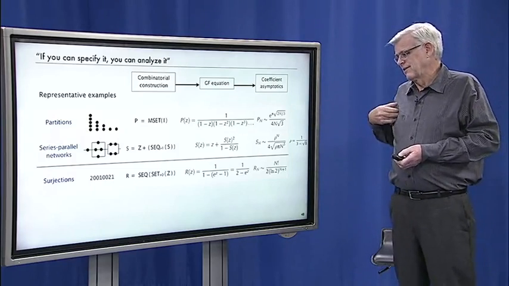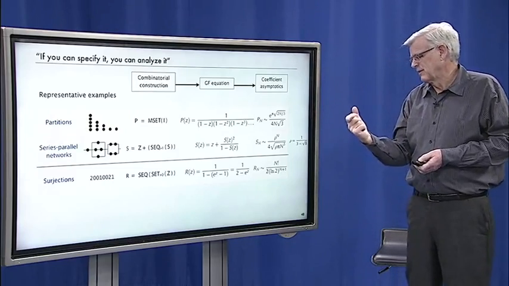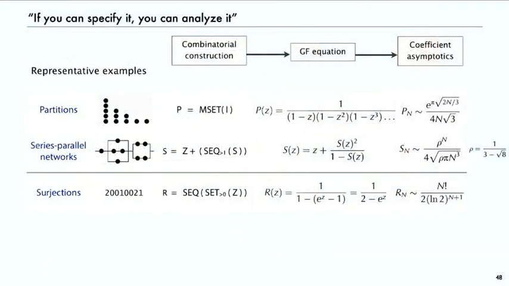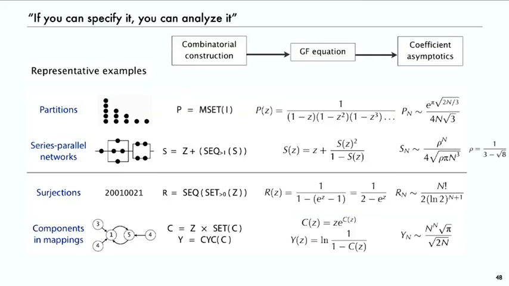So surjections, that's the number of mappings onto an initial sequence of the integers, and that has lots of applications. Again, it's a sequence of a set, which immediately gives the generating function, 1 over 2 minus e to the z, so the singularities are at log 2 and at log 2 plus 2 pi i k, and that gives the asymptotics immediately.